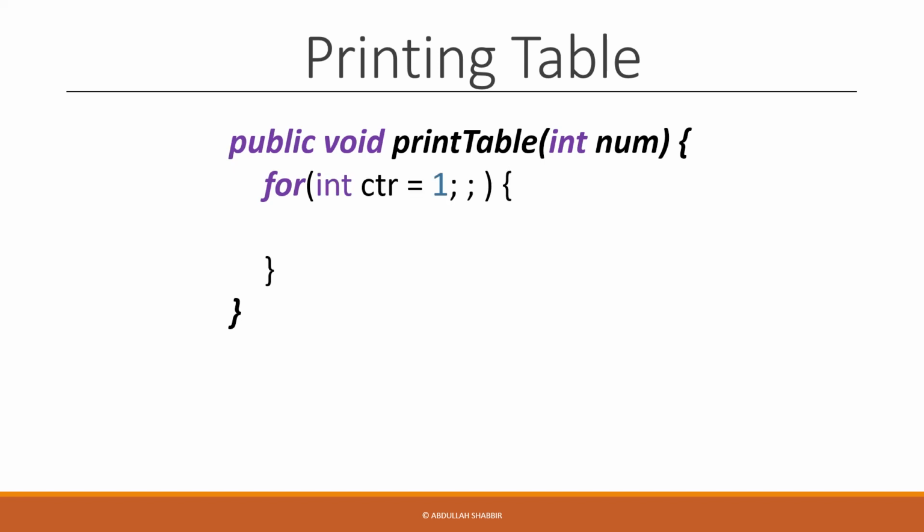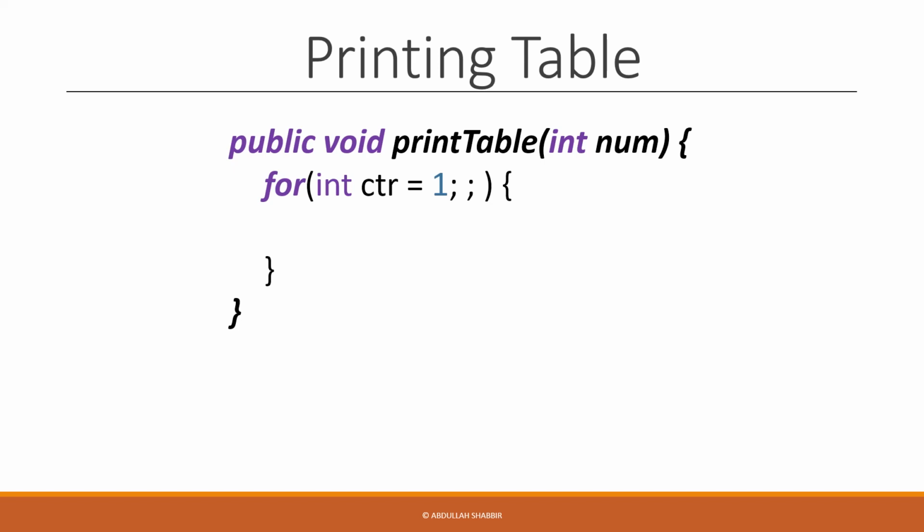Here I have declared an int variable called ctr, short form for counter, and initialized it to 1. Note that I have not initialized my counter variable to 0, as the first number I want my parameter to get multiplied by is 1 and not 0.